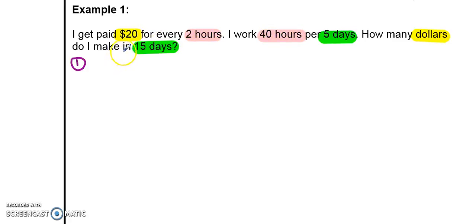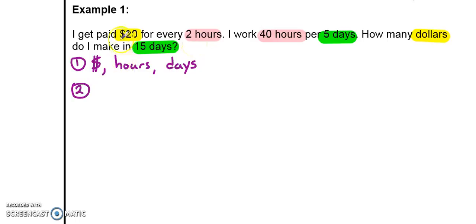Well, I've changed the color of my highlights to show you that there are 3 different units. We've got dollars in yellow, we've got hours in red, and we've got days in green. So 3 different units, dollars, hours, and days, which makes this a multi-step ratio or proportion problem because there aren't just 2 units like normal, there are 3. And so we're going to move on to step 2, where we think about how to make a plan.